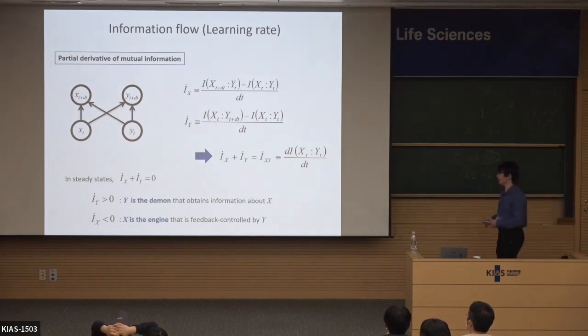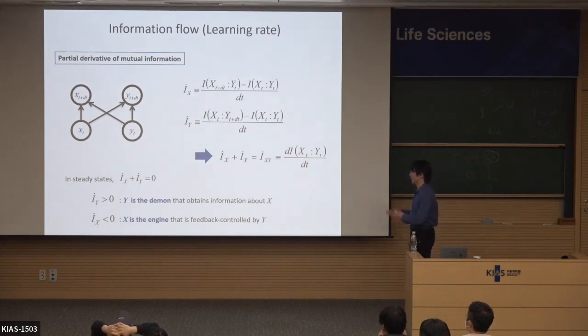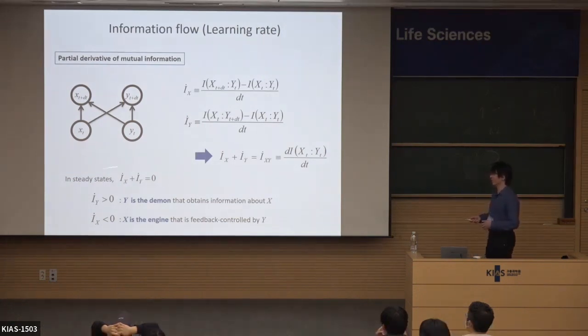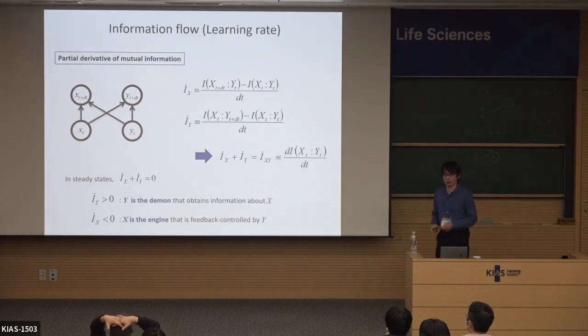In general, if we have a complex molecular system in a cell, for example, maybe it is hard to distinguish which part is Maxwell's demon and which part is not. But this gives us a systematic way to determine what is the demon and what is not the demon. If you look at the sign of the information flow, then the positive part is Maxwell's demon and the negative part is the controlled system where the entropy is reduced.